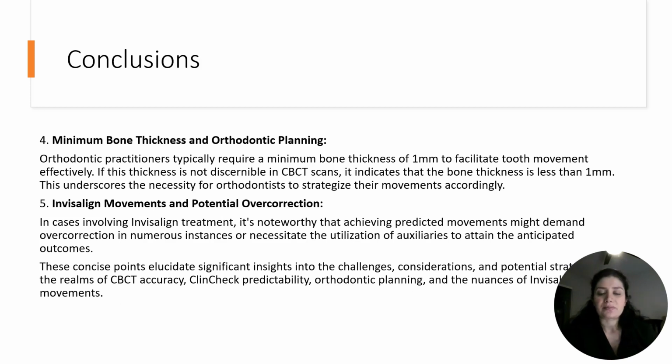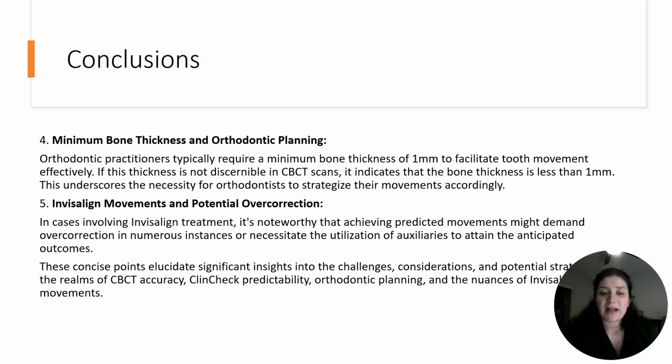And when we look at the minimum bone thickness and orthodontic planning, orthodontic practitioners typically require a minimum bone thickness of 1 mm to facilitate tooth movement effectively. And if the thickness is not discernible in CBCT, that indicates that it's less than 1 mm.